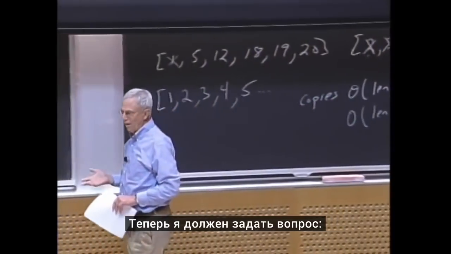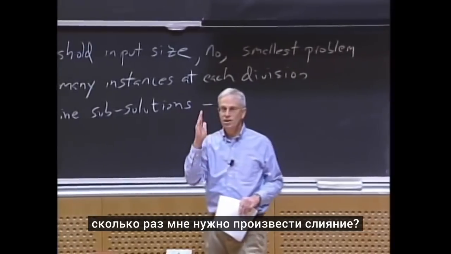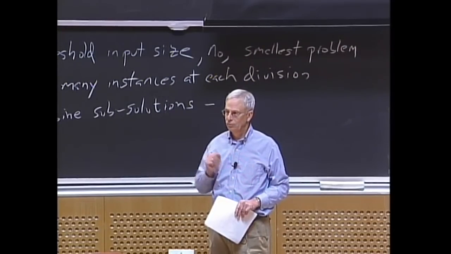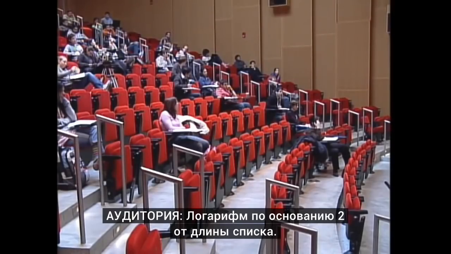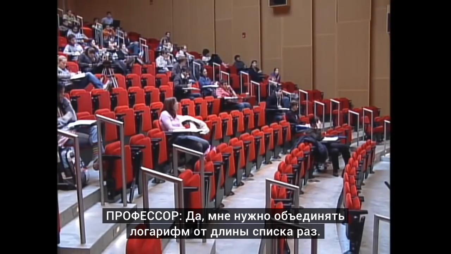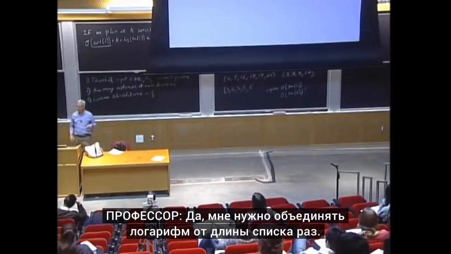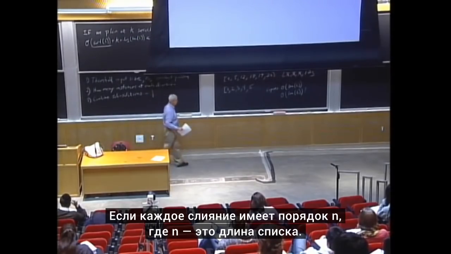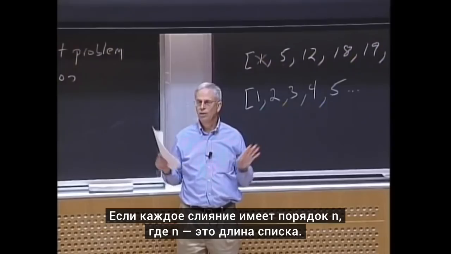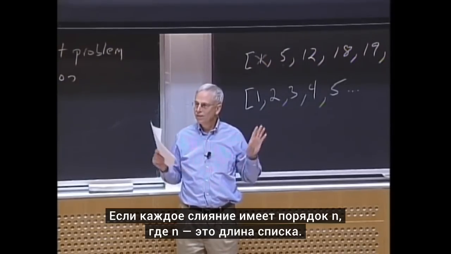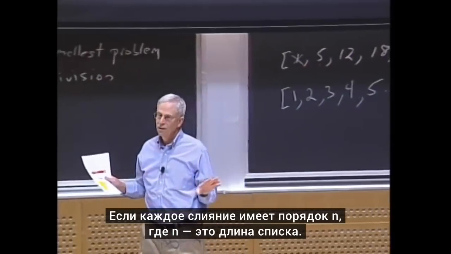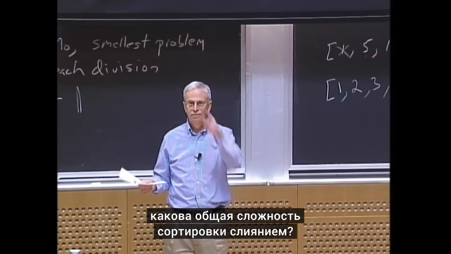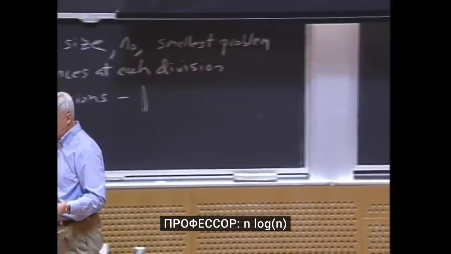So now I have to ask the question, how many times am I going to call merge? Base 2 log of the length of the list. Yes. I'm going to call merge log length of the list times. All right. So if each merge is order n, where n is the length of the list, and I call merge log n times, what's the total complexity of the merge sort? N log n. Thank you.